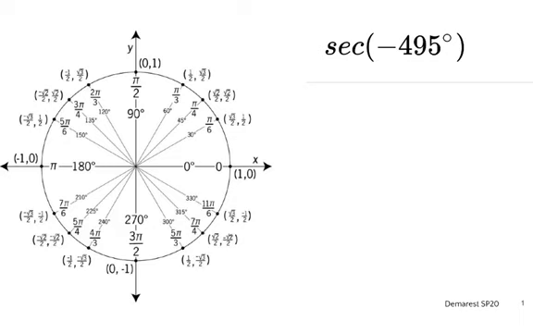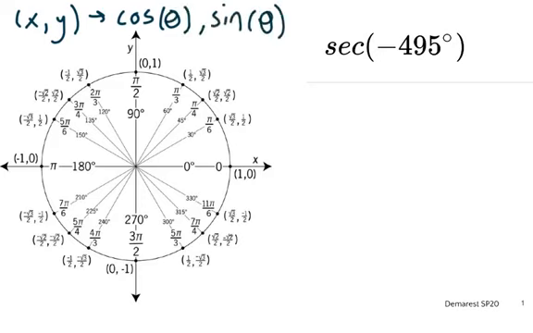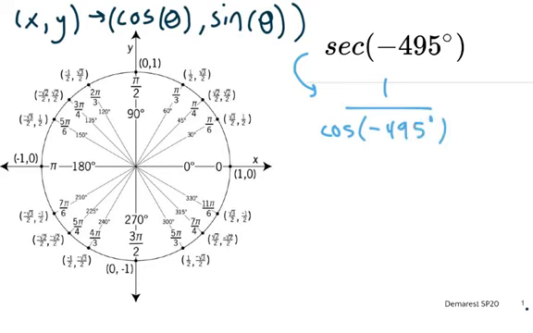sine and cosine. Because remember, on our unit circle, x comma y is cosine comma sine. So cosine and sine are the only things we can actually pull off of our unit circle. I can't see secant on my unit circle, so I need to write it in terms of sine and or cosine. Well, secant is the reciprocal of cosine. It's cosine flipped. So the first thing I can do is rewrite this as 1 over cosine of negative 495 degrees.